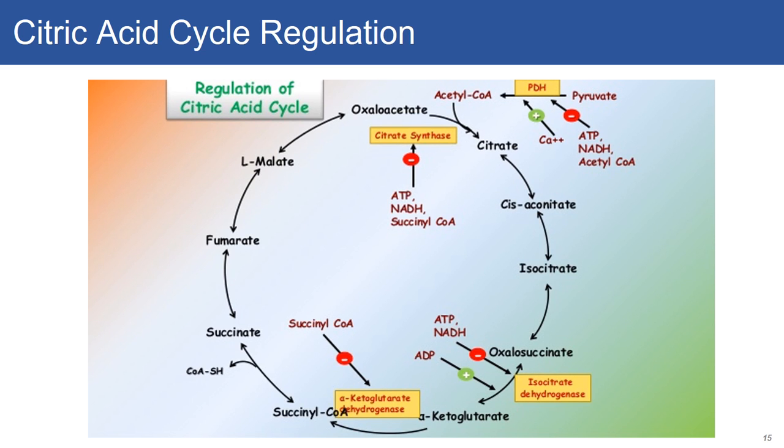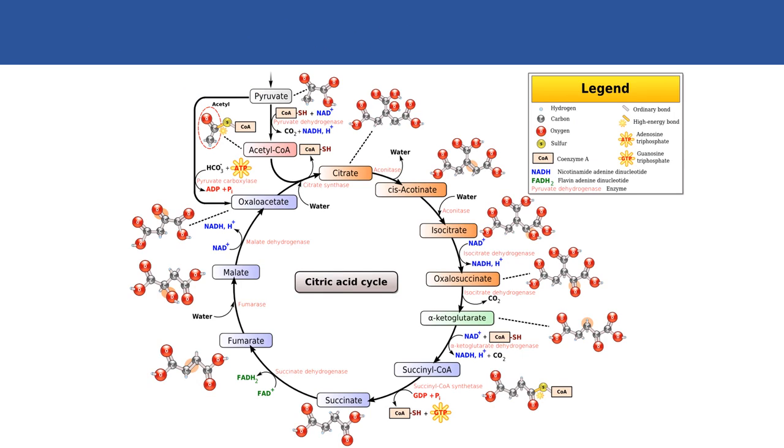This gives the control of the cycle. There are 3 major feedback mechanisms. Citrate synthase, which is the first step, is inhibited by ATP, NADH, and succinyl-CoA, and it's inhibited by its product. Isocitrate dehydrogenase is activated by ADP and NAD+, inhibited by ATP and NADH. Alpha-ketoglutarate dehydrogenase is inhibited by ATP, NADH, and succinyl-CoA. I did mention several others, but these are the major ones, and these are the ones that I would know for your exam.